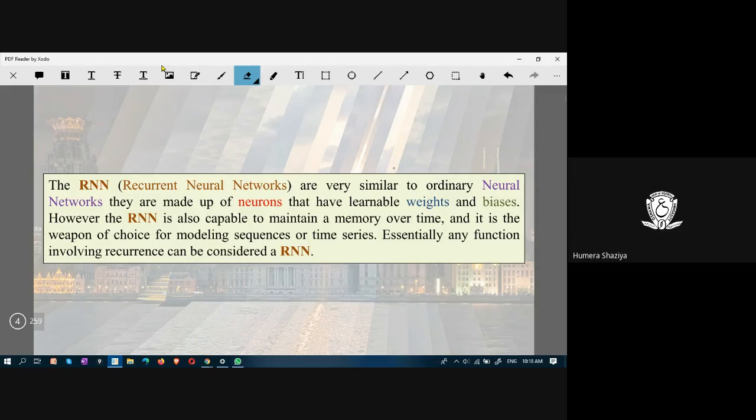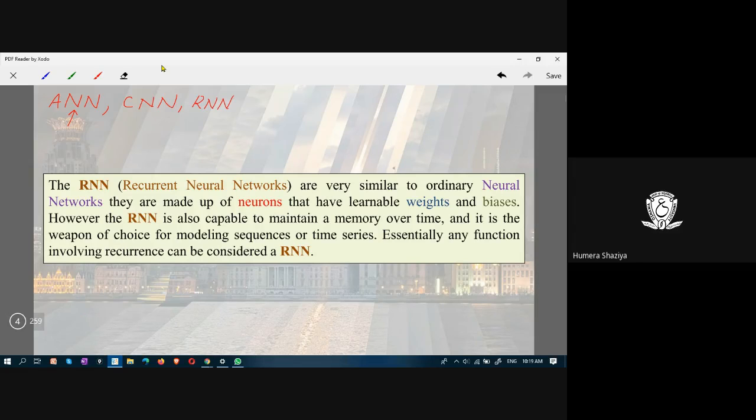We have studied about neural networks, which are known as artificial neural networks. And then we have studied about convolutional neural networks. The third type of architecture related to neural networks is a recurrent neural network. This mainly belongs to machine learning category, and these two belong to deep learning.